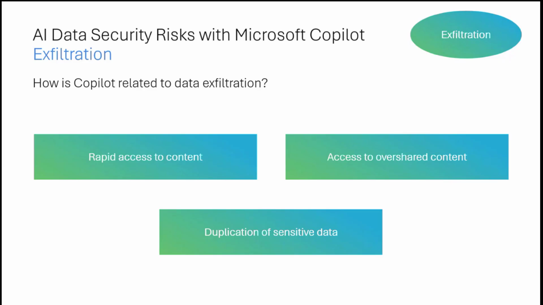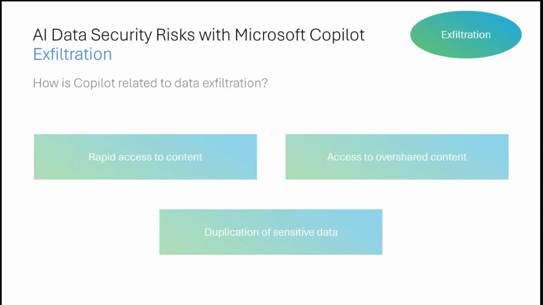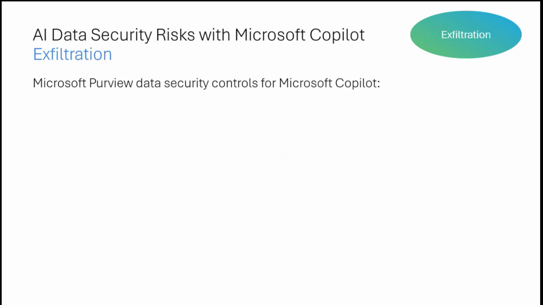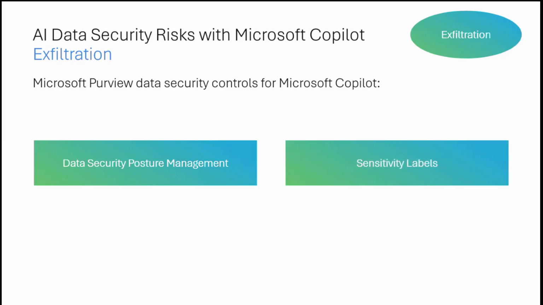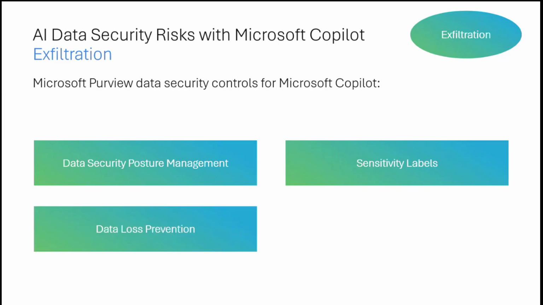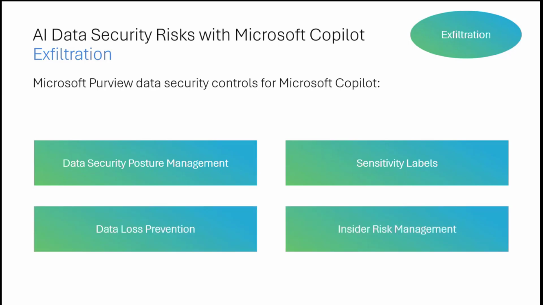So it is important to put some guardrails around what you can do with Copilot and what type of data it can access. The way we do this, in multiple ways, is mainly through Purview data security controls. We have data security posture management for visibility and policy recommendations, sensitivity labels, data loss prevention policies, and insider risk management. So we'll go through all of that in our demo.